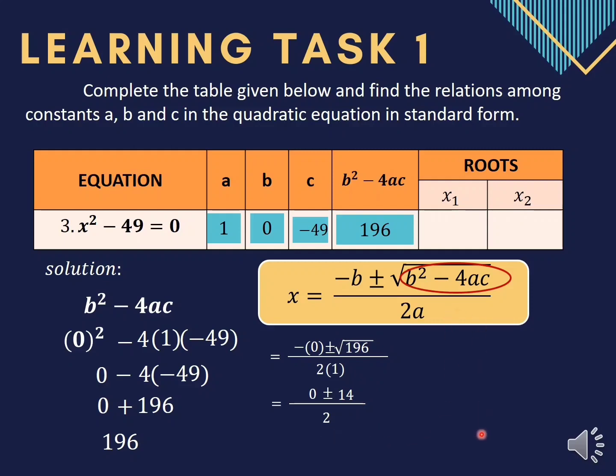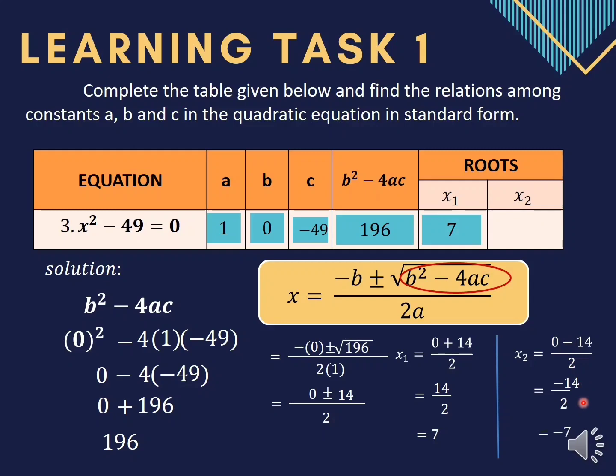Now, let us form again two linear equations, one positive and one negative. So, that is 0 plus 14 divided by 2, and another one is 0 minus 14 divided by 2. 0 plus 14 is 14, divided by 2, and that is 7. That is the value of x sub 1. Now, 0 minus 14 is negative 14 divided by 2, and that is negative 7. So the value of x sub 2 is equal to negative 7. So, that's it for our item number 3.